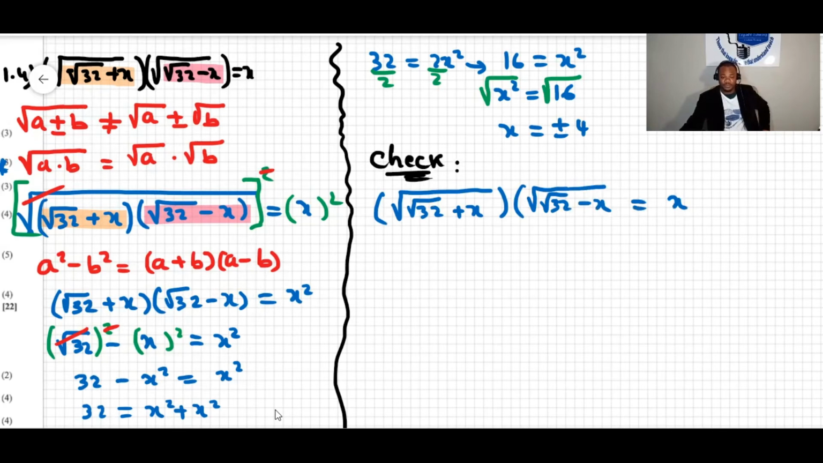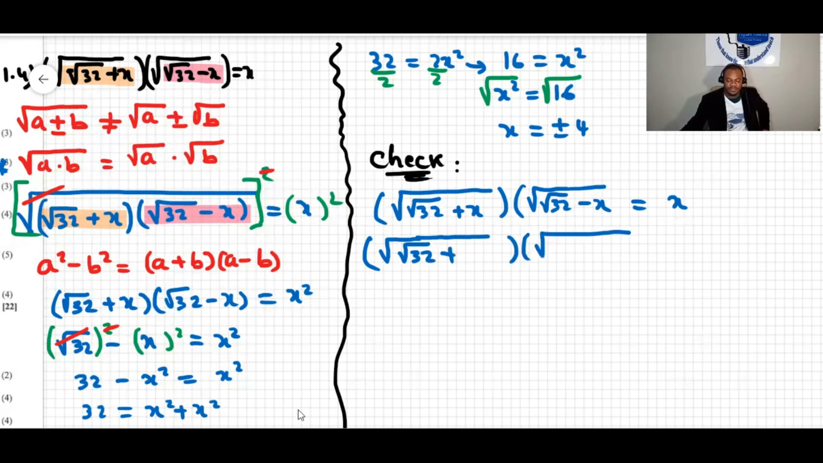Now we're going to start with the values, okay? Let's start with the positive. So if I start with the positive, we'll have square root of 32 plus 4, and then square root of 32 minus 4 equal to 4. So we sub in 4 wherever we have x, so 4 over here, and then 4 over there, and then 4 over there. Now, let's see if we work it out in the calculator.